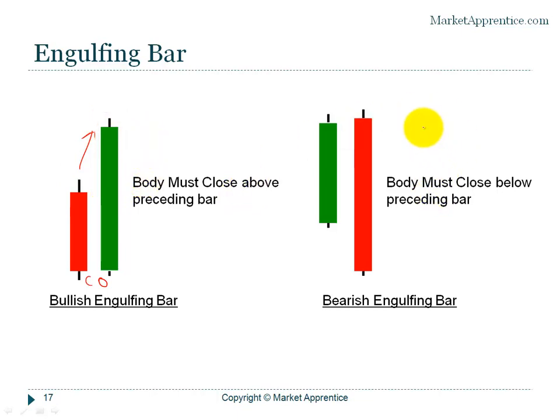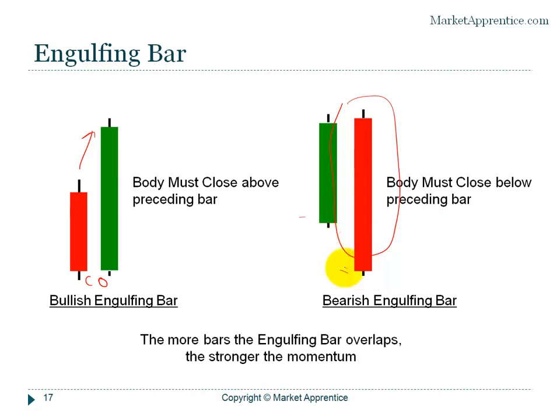Likewise, in the bearish engulfing bar, this bar here needs to close below its preceding bar. If you see the more bars the engulfing bar overlaps, it means there's a much stronger momentum. By that I mean this red bar here covers many small little bars before it. The more bars it covers, the stronger the momentum in the new direction. The engulfing bar is another reversal pattern.